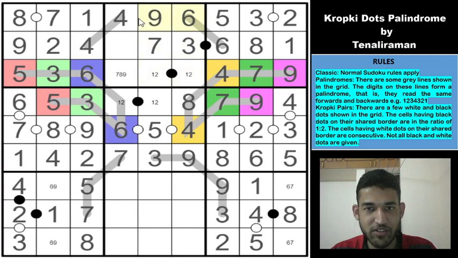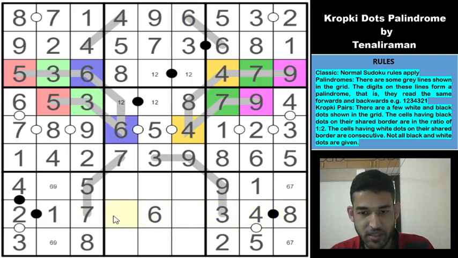1, 2, 3, 7, 4, 6, 9. So remaining candidates are 5 and 8. So the 5 here gives a 5 here and this will be an 8. 1, 2, 7, 3, 4, 8. So remaining candidates 5, 6, 9. 6 and 6. So this will be a 6. This has to be a 9 and this would be a 5.